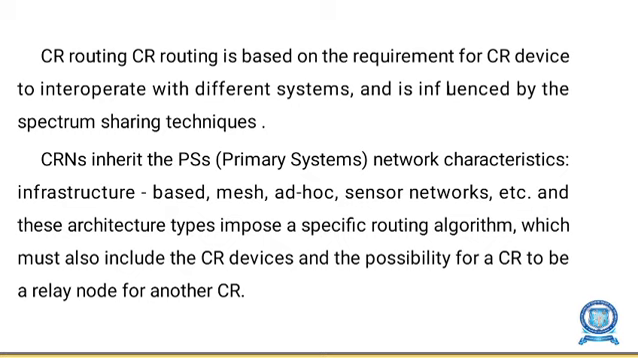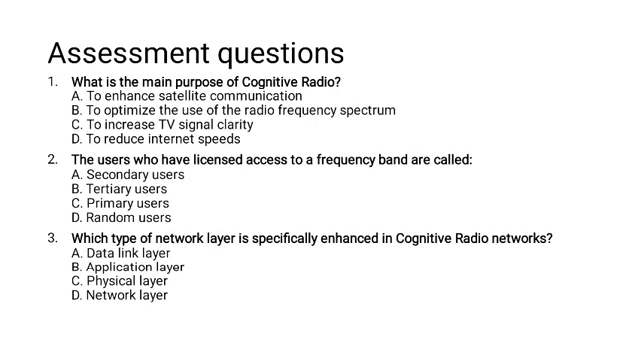So the terminal convergence is supported by the user need and demand, which is strongly in the CR terminal. From this, what is the purpose of cognitive radio? To enhance satellite communication, to optimize the use of the radio frequency spectrum, increase TV clarity, internet. The users who have license access to a frequency band are: secondary user, tertiary user, primary user, random user.